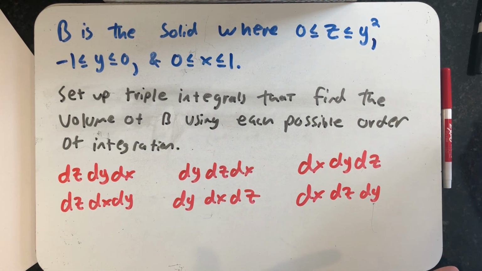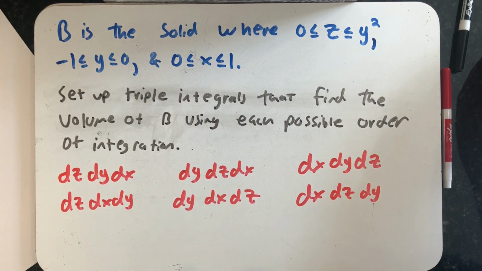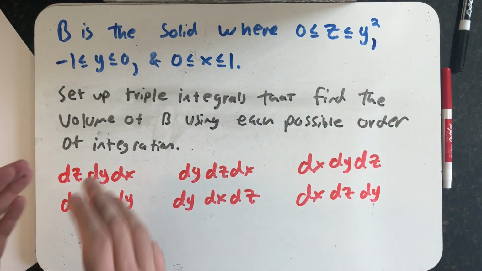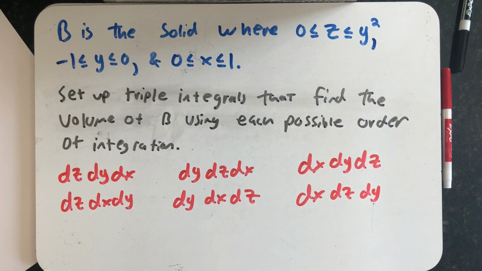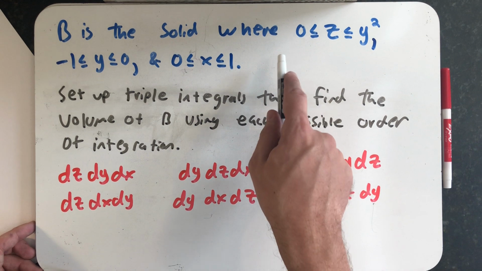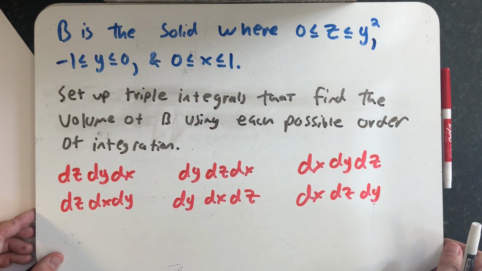And hopefully it won't be that bad. It won't be that much work. My first job, no matter what order of integration I'm going to choose, is to sketch the region B. So that's what I'm going to try to do next. I'm going to try to draw the region in space that is bound by these 3 inequalities.